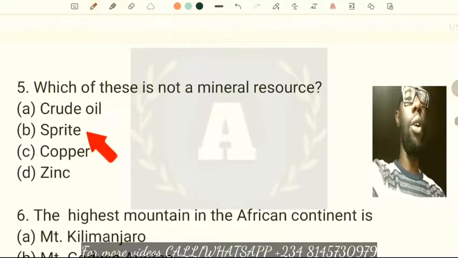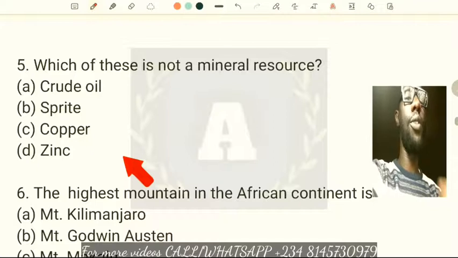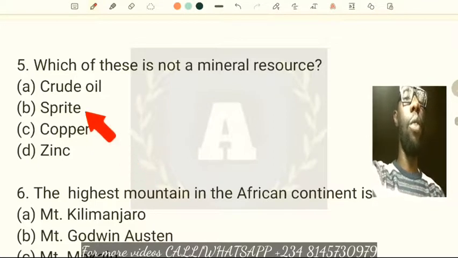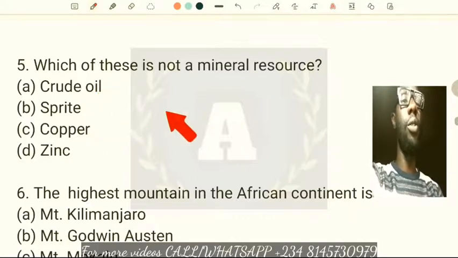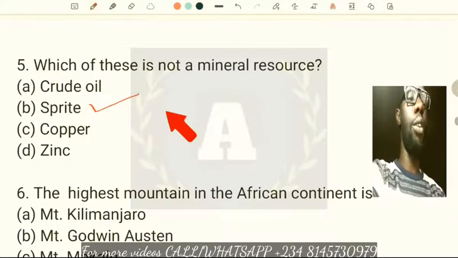We have crude oil, Sprite, zinc, copper, zinc. All right. So now mineral resources are actually always solids. But meanwhile, in crude oil, we have some tars that are also solid in it, but majorly it is in form of a liquid. Now, copper actually is a mineral resource. Zinc is a mineral resource. Also crude oil is a mineral resource, but Sprite is not. Sprite is just a soft drink.